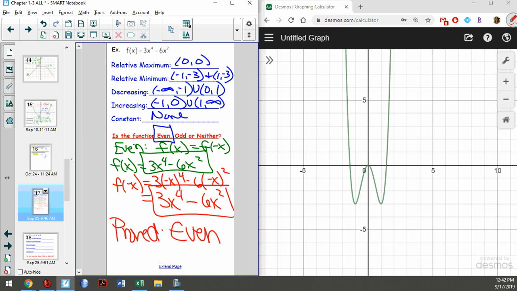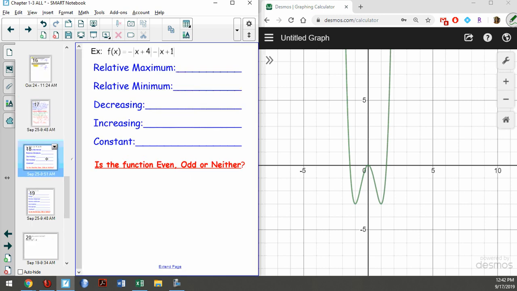You are either even, odd, or neither. You cannot be both even and odd. It's one or the other. Since I've proven that this is an even function, I do not have to prove that it is not an odd function. Am I clear on that? So let's go ahead and do the next one.